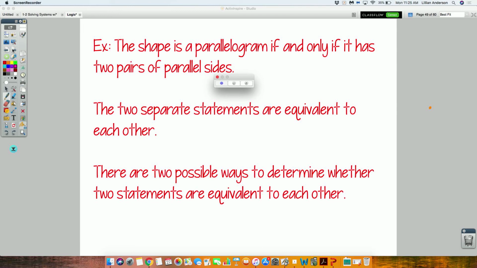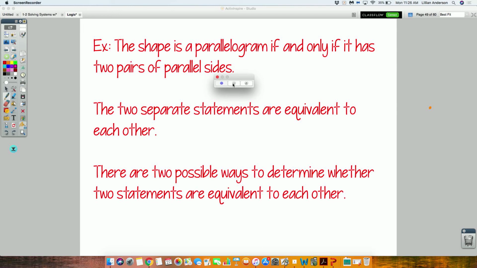Okay? These two separate statements are equivalent to each other. The first one being, if the shape is a parallelogram, then it has two pairs of parallel sides. If it has two pairs of parallel sides, then the shape is a parallelogram. Those are your two separate statements. They are equivalent to each other. If you were given a statement like this, and you were trying to determine if two statements were equivalent to each other, you could do it one of two ways. And we'll talk about those ways next, after you get down the example.